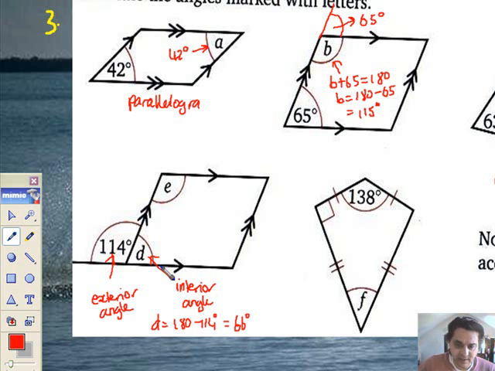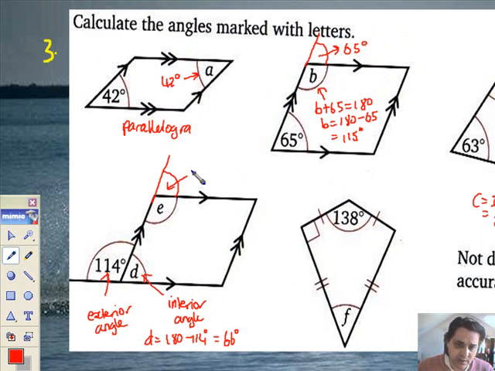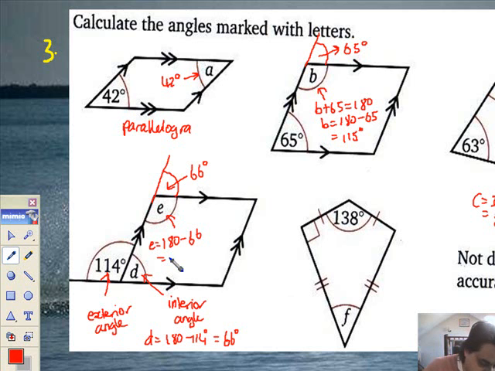So D is 66 degrees, and just like over here, if I extend the line upwards, I can see that this part is also going to be 66 degrees, and here we have yet another straight line. So E is going to be 180, take away the 66, we're on a straight line, let's just do it now, 180 minus 66, that gives us 114 degrees.